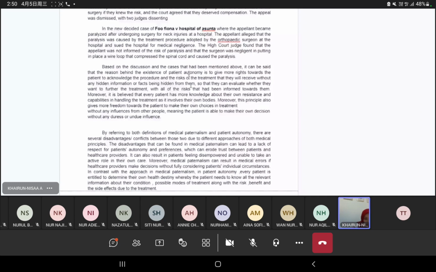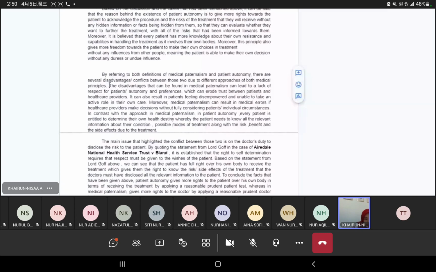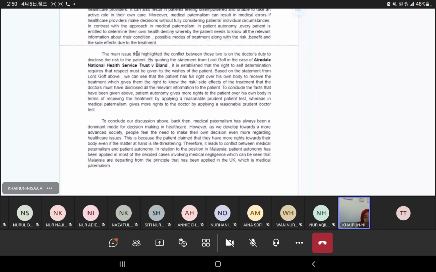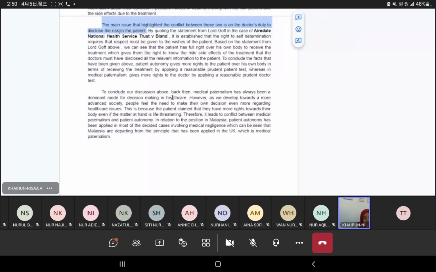And then in the next paragraph, we start talking about disadvantages or conflicts, and so on. Then, when you are nearly finished, only then do you go to your main point. The main issue that highlighted the conflict is the doctor's duty to disclose the risk to the patient. And then you quote the decision of the judge in one case, and that's it. Then you conclude. So again, your scope and your flow are not correct.